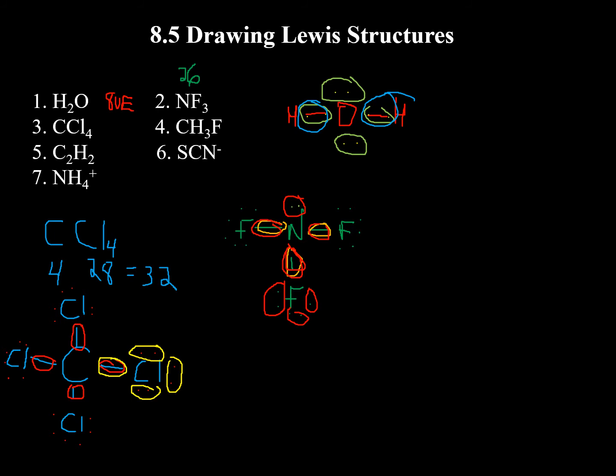Number 5, we'll try C2H2. Total valence electrons is 10.